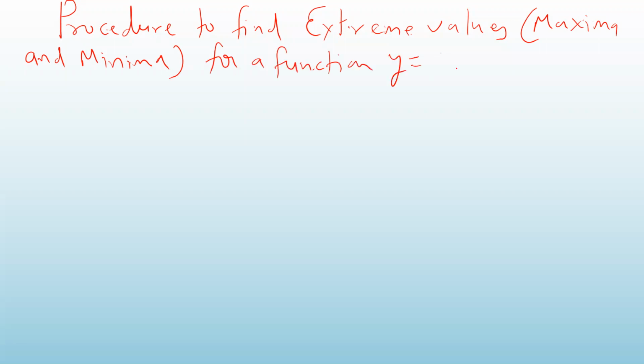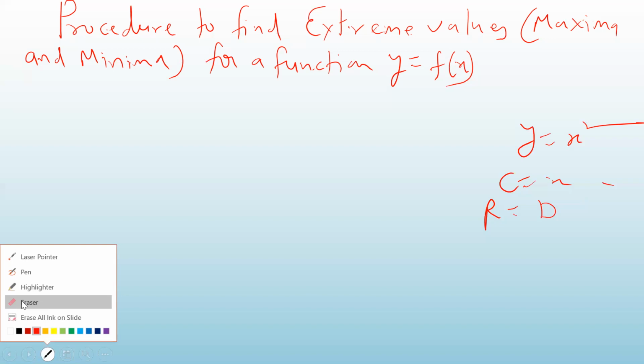Suppose you are given a function y which is a function of x. What is the meaning of that? y is expressed in terms of x. Mathematically, we write it like this: y equal to f of x means y depends upon x. For example, y equal to x square is a function of x. So our cost function depends upon the number of items produced. So C is written in terms of x. Revenue function is written in terms of demand. And profit function also can be written in terms of x, where x is the number of items produced and sold.